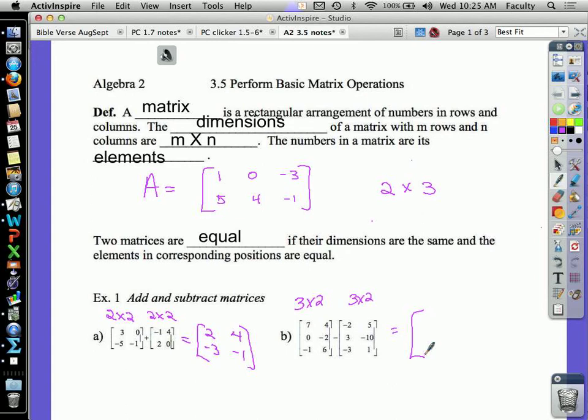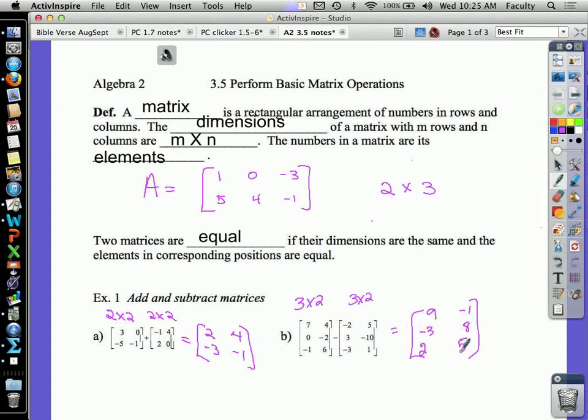So again, be very, very careful. You're going to take 7 minus negative 2. What would 7 minus negative 2 be? 9. Be careful with your subtraction. 4 minus 5 is negative 1. So don't rush through this. Take your time. You will find it's pretty easy to do. 0 minus 3 is negative 3. Negative 2 minus negative 10, what would that be? 8. Negative 1 minus negative 3, that's 2. 6 minus 1 is 5.